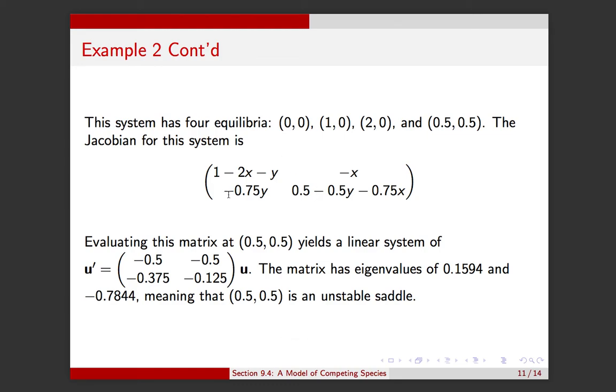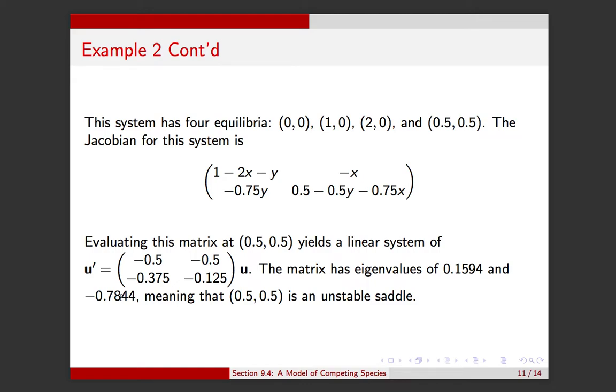Anyway, okay, the Jacobian is this. So you can, again, plug in whatever equilibrium you want, assuming your equilibria are correct, right? Plug in whatever equilibrium you want into that Jacobian, and now near half-half, I get this linear system. That matrix has eigenvalues of 0.16 and negative 0.78. So these are distinct real eigenvalues of opposite sign, one positive, one negative, giving you now an unstable saddle. So this is not asymptotically stable.